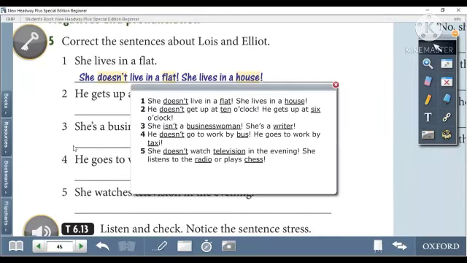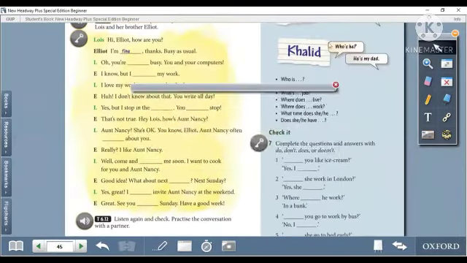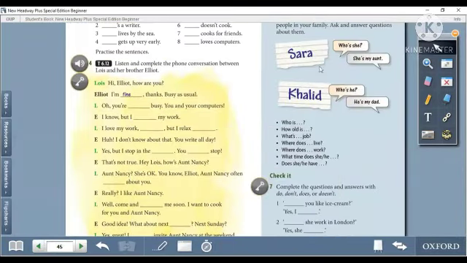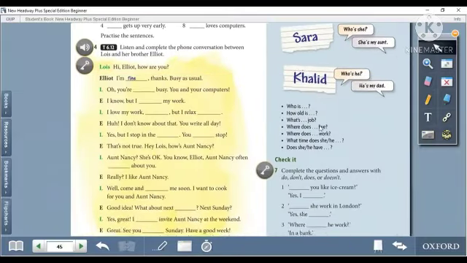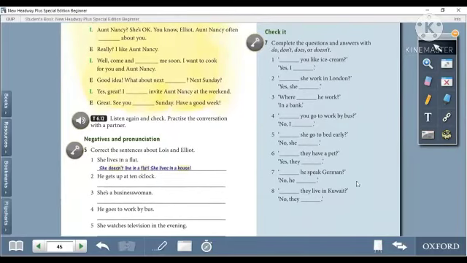Correct the answer. She listens to the radio or plays chess. عارفين chess اللي هي لعبة الشطرنج. Okay? Very, very easy really. Okay. This is very important exercise. that exercise لو حليتوه صح خلاص انتوا فاهمين الجرامر حق do does و don't و doesn't. Take 1 minute and then I will back to you.